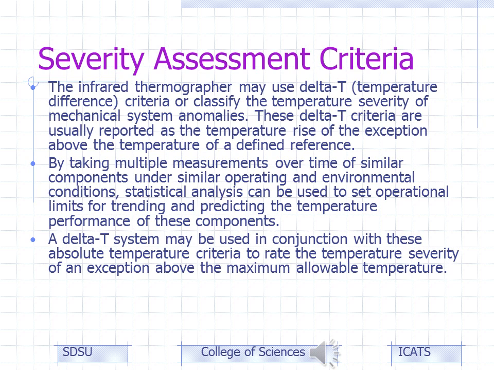It should be radiating into the environment and be reasonably similar to the ambient temperature around it, and it's not. That is the determinant of a problem itself. By taking multiple measurements over time of similar components under similar operating and environmental conditions, statistical analysis can be used to set operational limits for trending and predicting the temperature performance of these components. A delta T system may be used in conjunction with these absolute temperature criteria to rate the temperature and severity of an exception above the maximum allowable temperature.